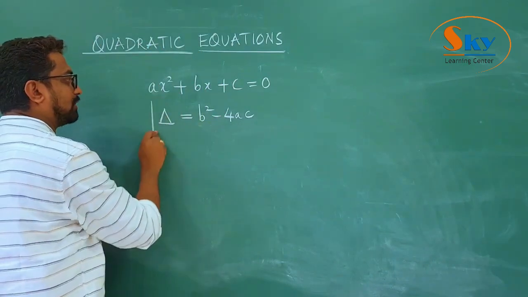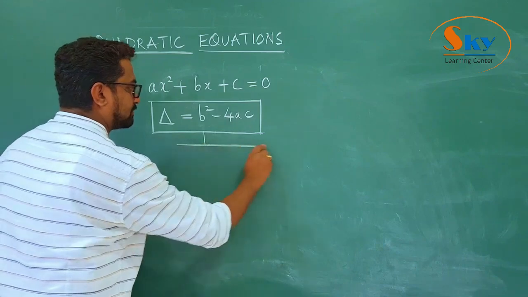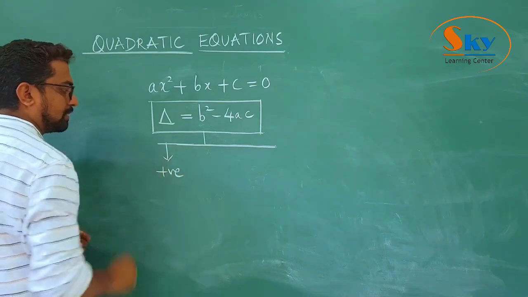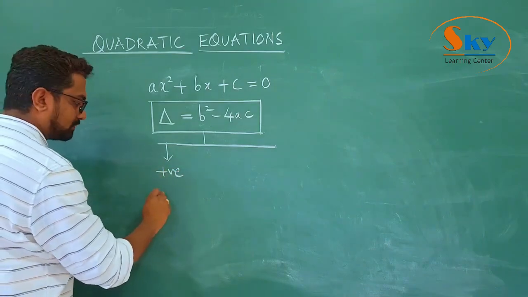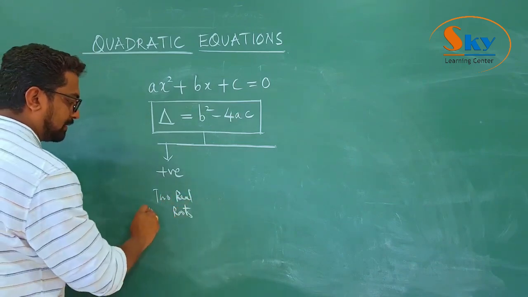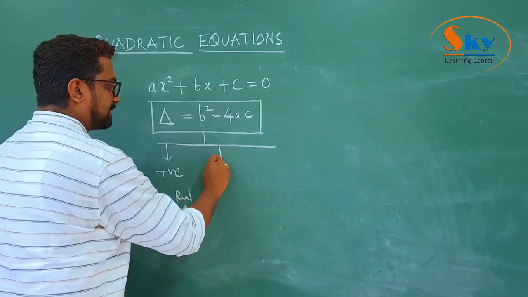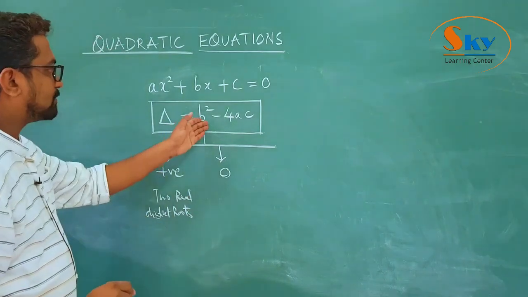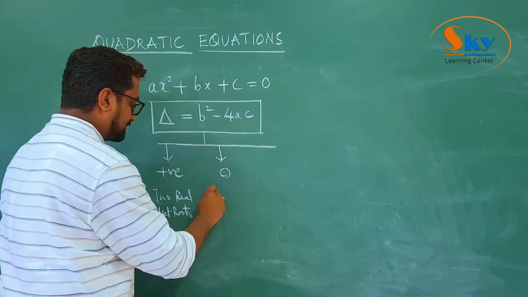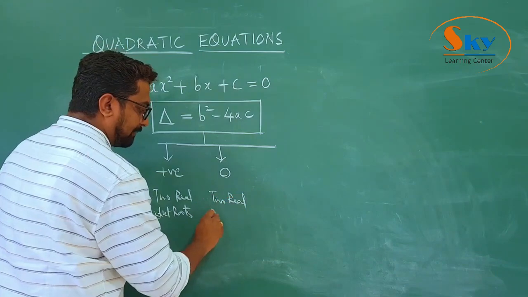If this b square minus 4ac value is positive, then you are going to get two real roots, and they are different roots. Two real, I can say distinct roots, that means different roots. If this value b square minus 4ac is 0, then you are going to get one root, or you can say two real and repeated roots.